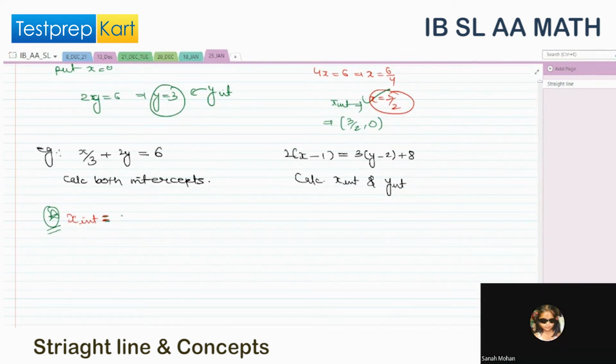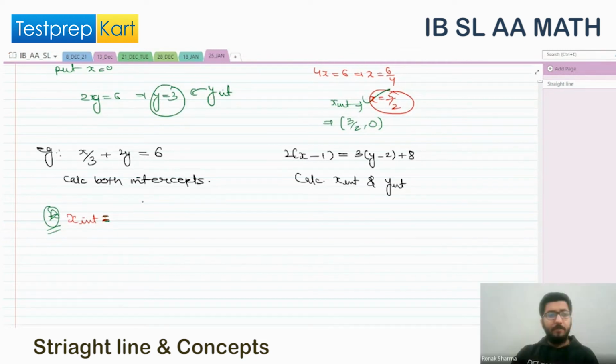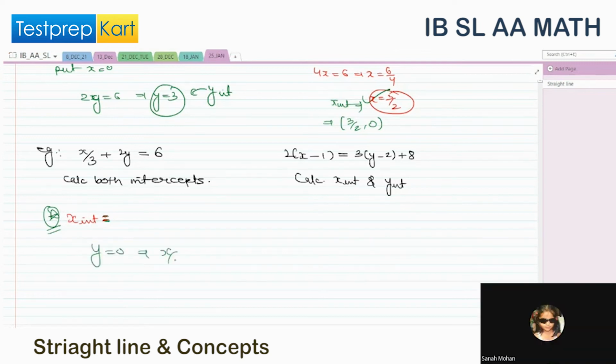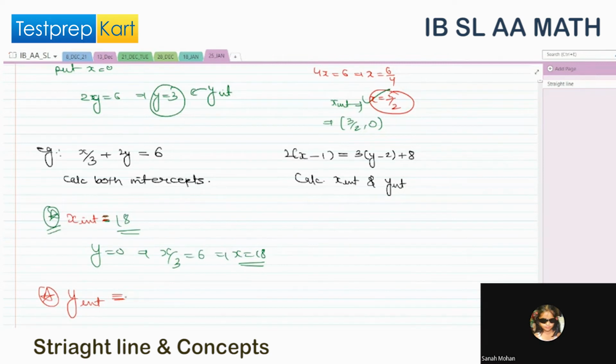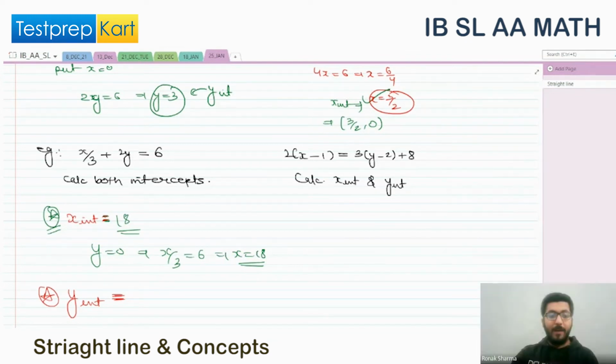When y is 0, what are you getting? X by 3 equals 6, so x is 18. So the x-intercept value is 18. Got it? What is the y-intercept? The y-intercept is simply the value of y when x is 0. So just put x equal to 0. What value of y are you getting? That you have to give me as an answer.